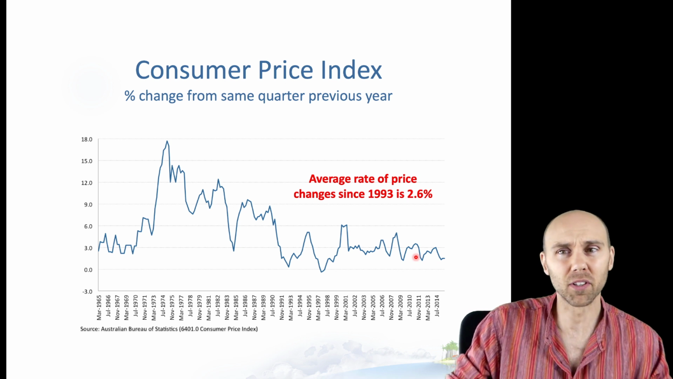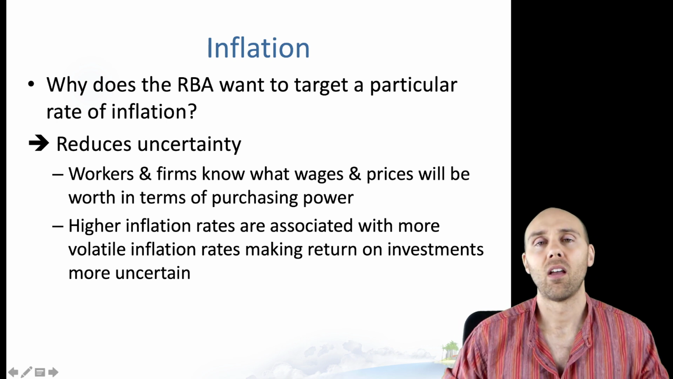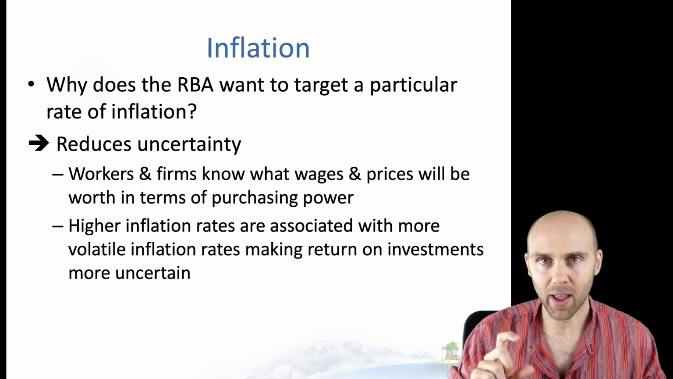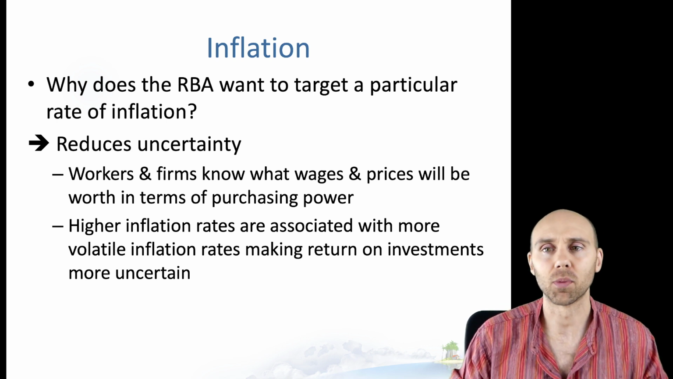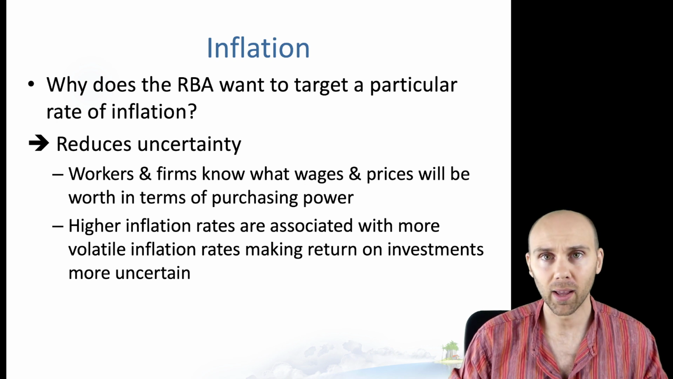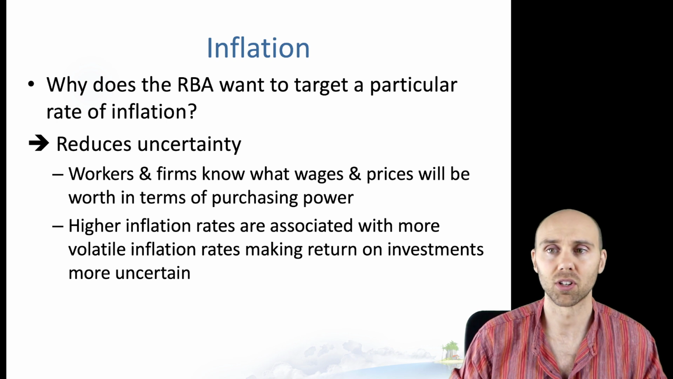So why does it want to do this? Why does it matter that something is quite volatile? Well, when things are volatile, they're uncertain, and having this narrow band that the RBA targets helps to reduce this uncertainty. And that's important for both you and I as consumers, and also for businesses, for production.